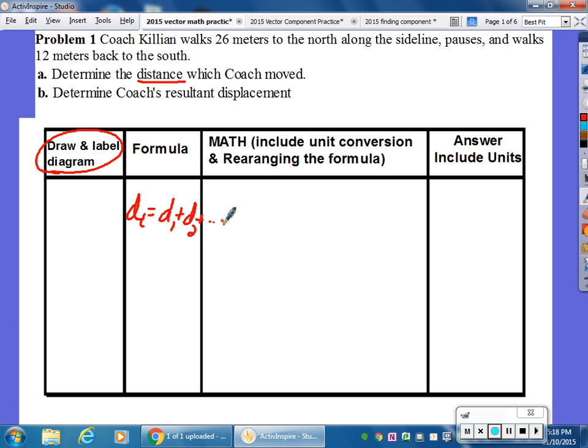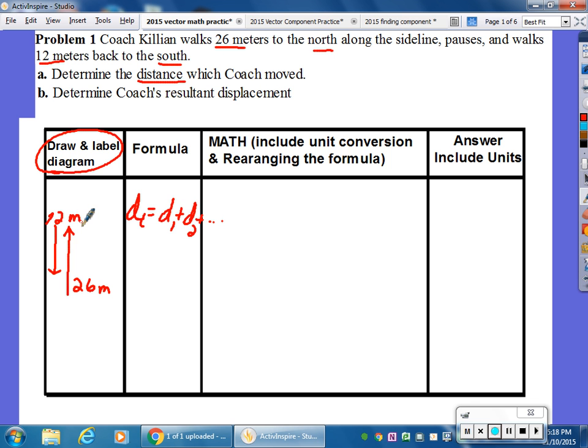So this here, the given information is it's got Coach Killian walking 26 meters north, and then he walks 12 meters south. So in terms of drawing these as a vector, you would do 26 meters north. That vector would come straight up because that's the direction of north. Label that as 26 meters. And then he turns around and goes back 12 meters south. And you could label that one 12 meters, and the direction is pointing south. So you've got those two labeled.